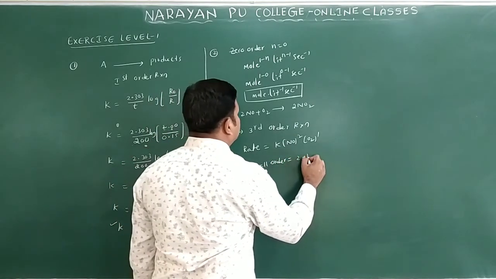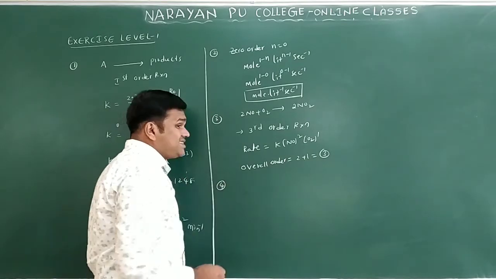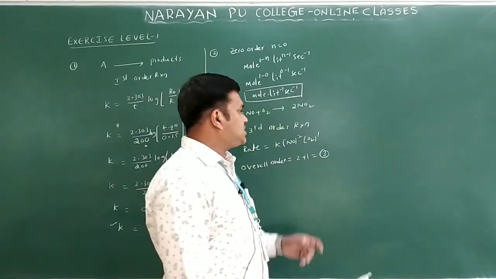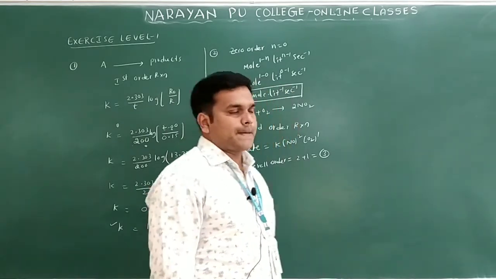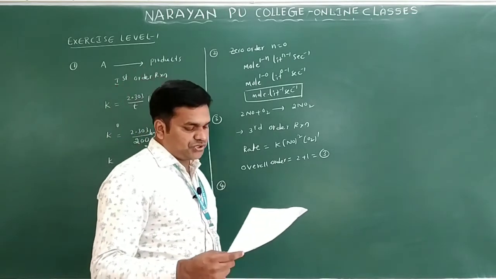Overall order is equal to 2 plus 1, that is equal to 3. I already told you order is determined experimentally. We cannot see the order by seeing the stoichiometric quotients from the given equation. So what is the order of the reaction? It is a third order reaction. You will take option 3.